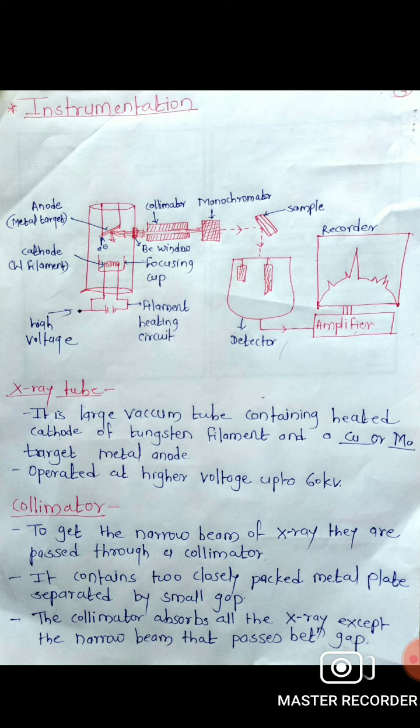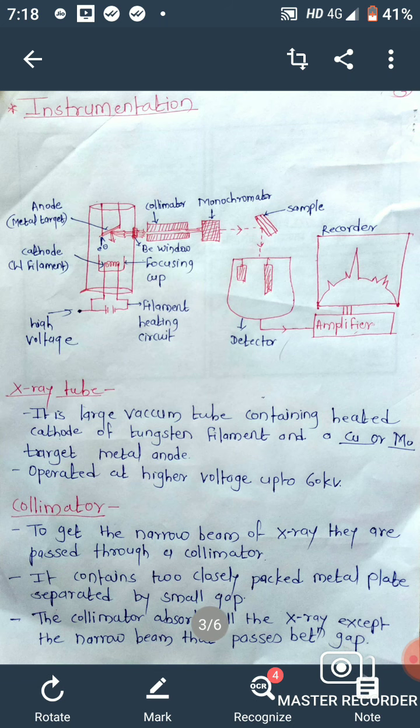Then this monochromatic radiation passes towards the sample. When this monochromatic radiation falls on the sample, it is diffracted and goes towards the detector, which detects the radiation and passes it to the amplifier. It amplifies the signals, which get recorded by the recorder as the spectra. This is the working of the instrumentation. Today we stop here. In the next lecture we will see the different types of methods of XRD.